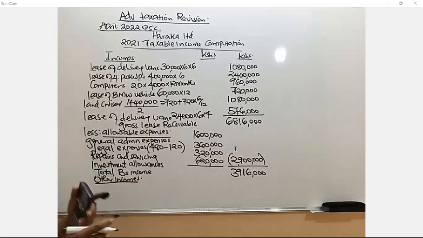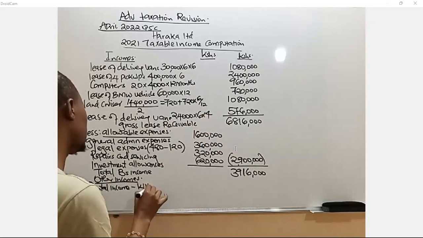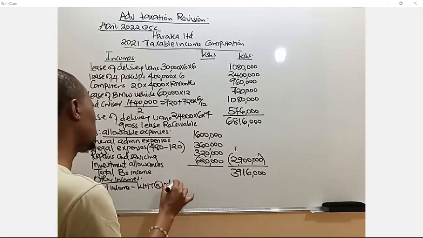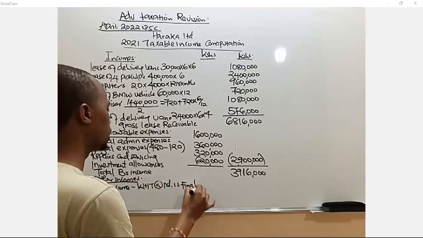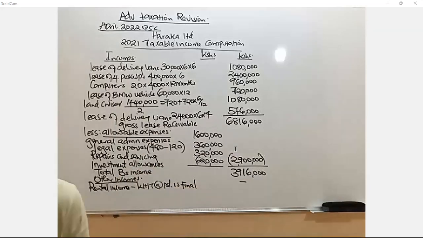Let us look at the other incomes. We are being told in note number 4 that rental income from the residential property amounted to 2.4 million per year. So in this case, for the rental income, the withholding tax at the rate of 10% is final. Then I put that there.